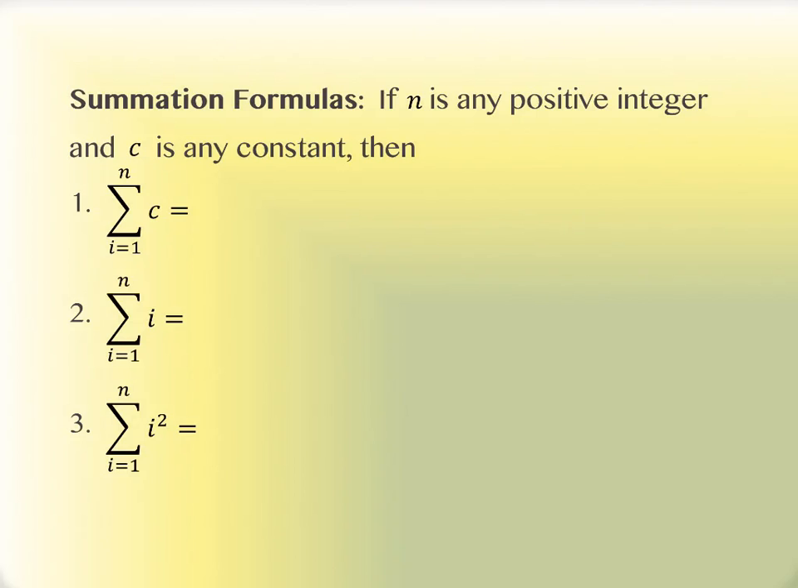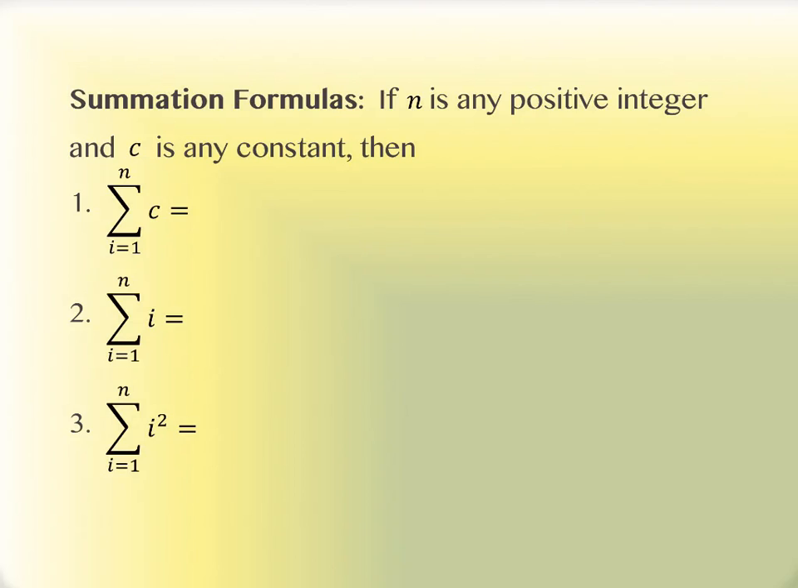So if we have n as any positive integer and c as any constant, we have these. There are 5 of them, and 3 of them are on this slide. Any of these 3 actually simplify to a condensed, simplified form that we can use. The first one is called a sum of constants. If you have the c value, add it together n times.